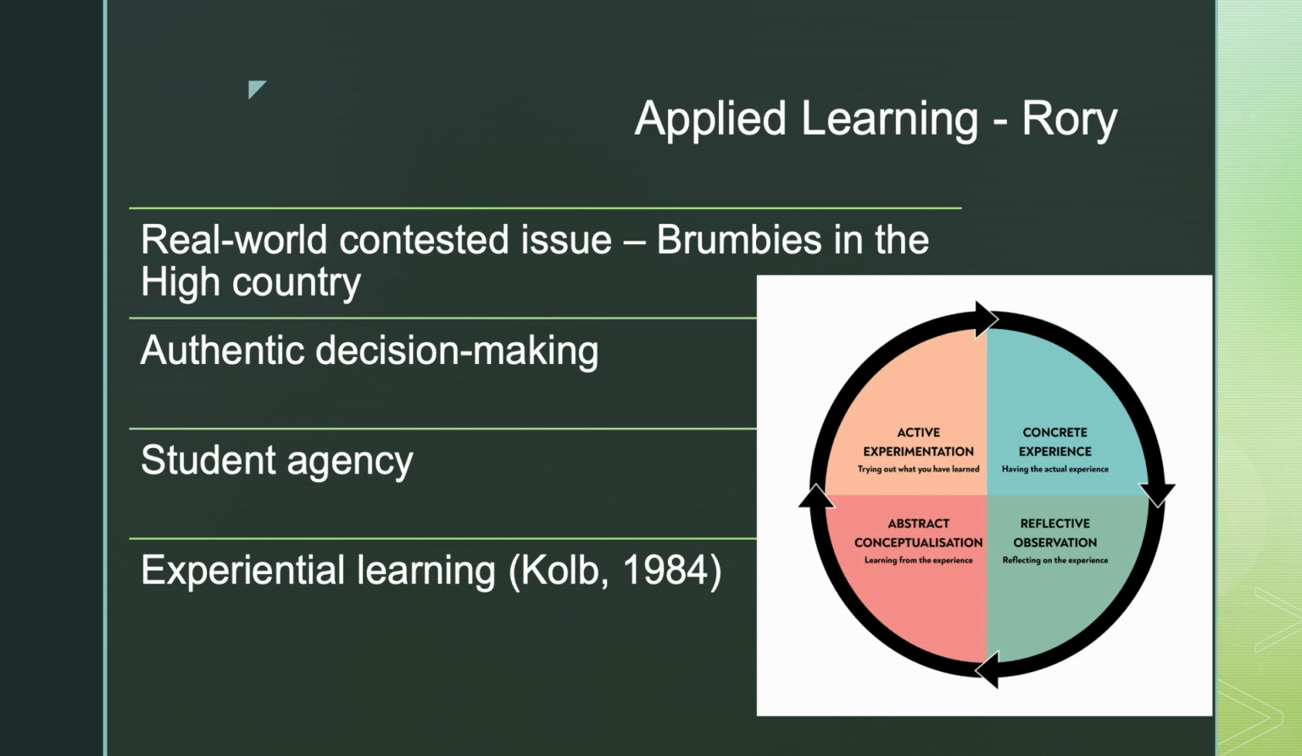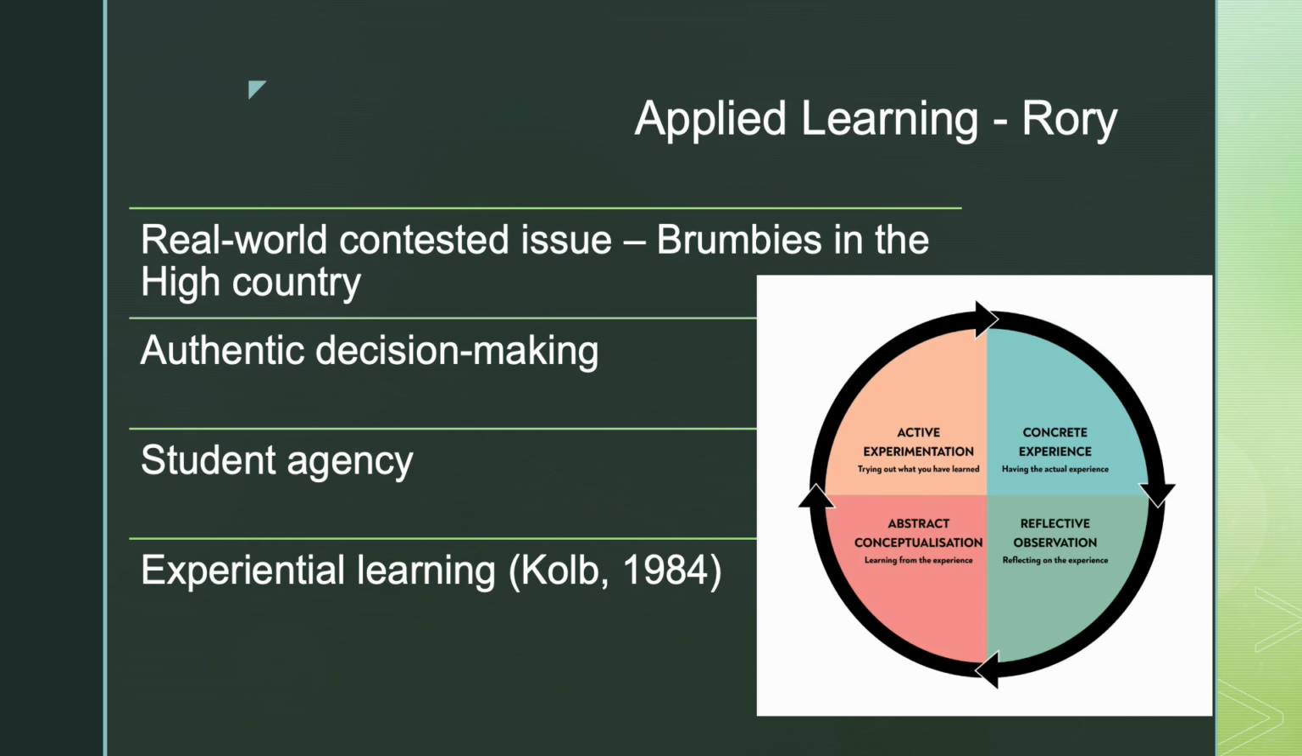So through the use of the relevant and contested real-world issue of the Brumby presence in the High Plains, the students get to demonstrate authentic decision-making skills that actually require them to come up with their own opinions. And in doing this provides the students with agency and ownership of their learning. It also forms a form of higher order thinking, as they need to compare and contrast the different perspectives of the stakeholders in order to actually come to a decision.